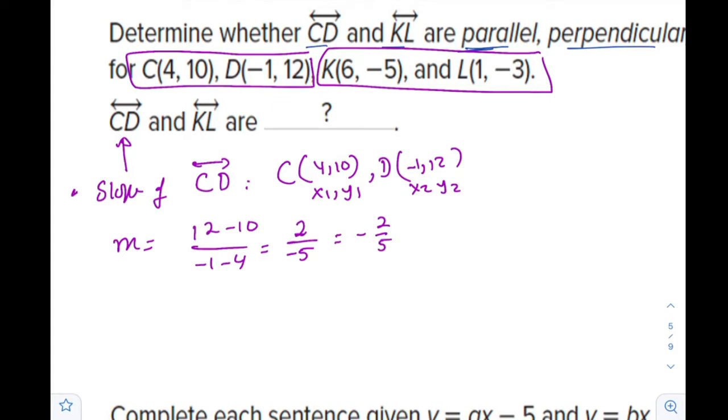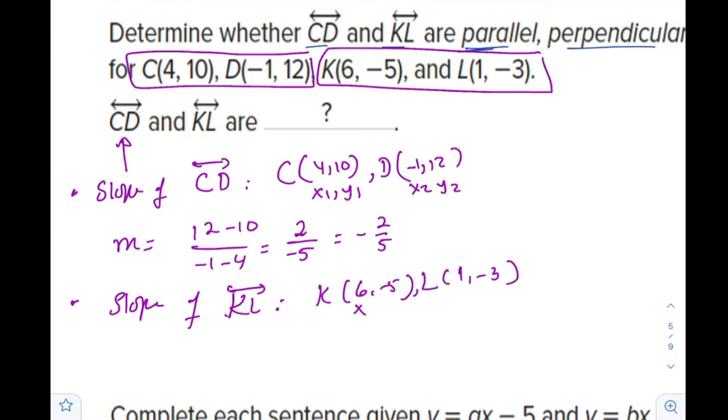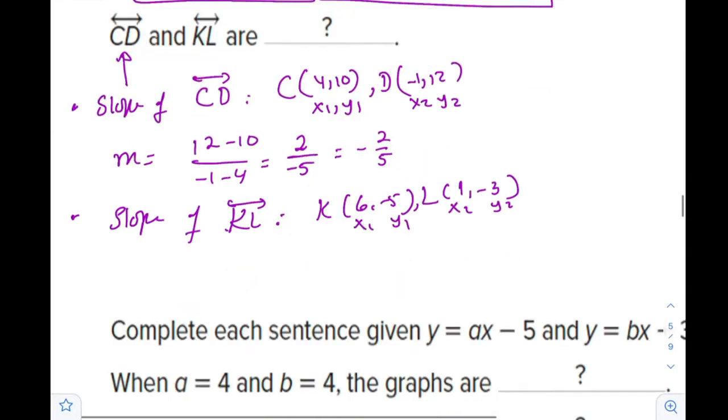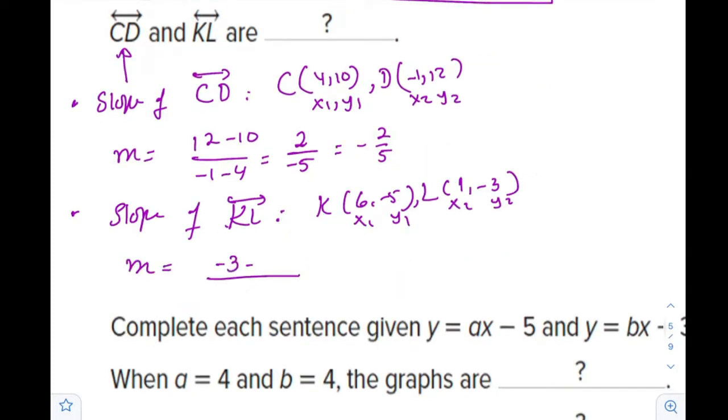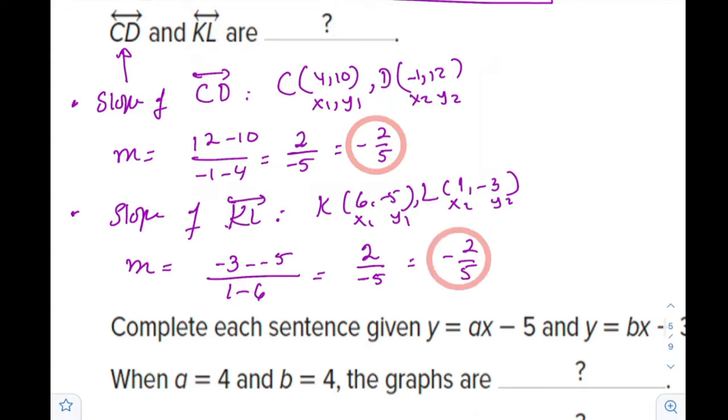Now we will repeat the procedure for the slope of line KL, knowing that K is (6, -5) and L is (1, -3). We will call them x1, y1 and x2, y2, and all you need is to find the slope as we have done many times. It is 3 minus -5 over 1 minus 6, so it is 2 over -5, the same as -2 over 5. It is very clear here that the slope of the first line is exactly the same as the slope of the second line. So the lines are parallel.